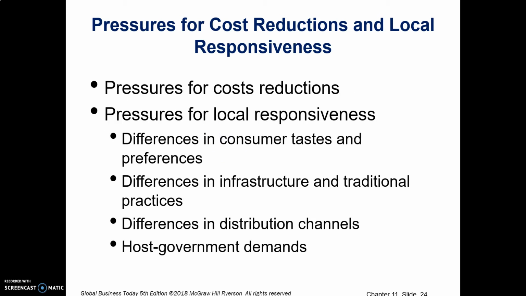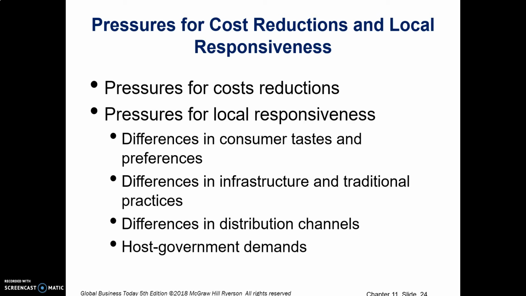So, pressures for cost reductions force a firm to lower their unit costs. So there's pressures in the marketplace that if you want to compete, you have to find ways to lower your costs. Being locally responsive requires the firm to adapt its product, change its product to meet local demands in each market. But as I've said, this strategy raises costs.